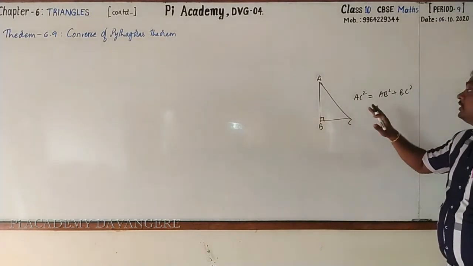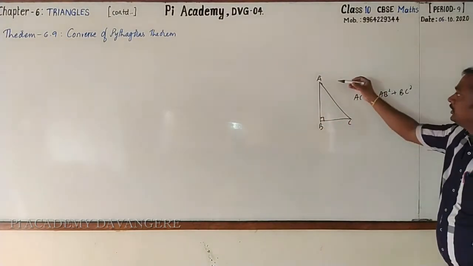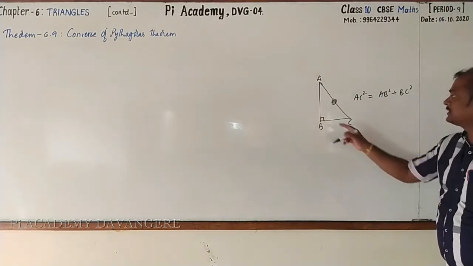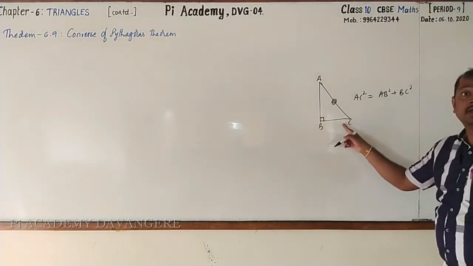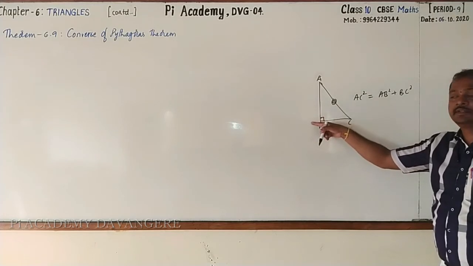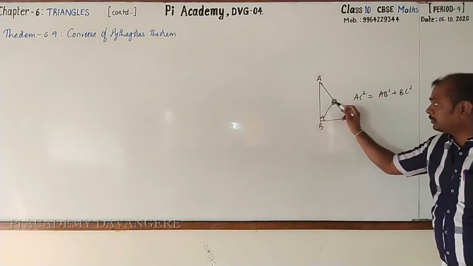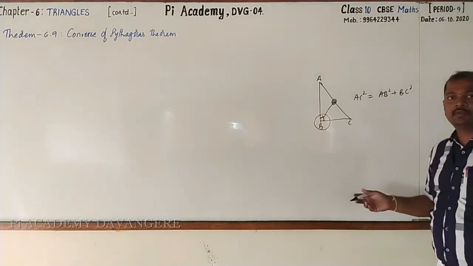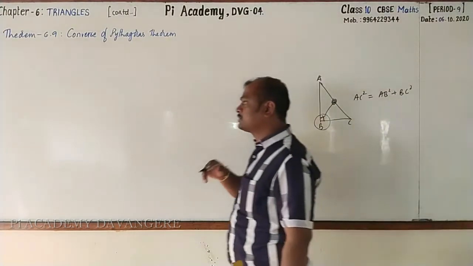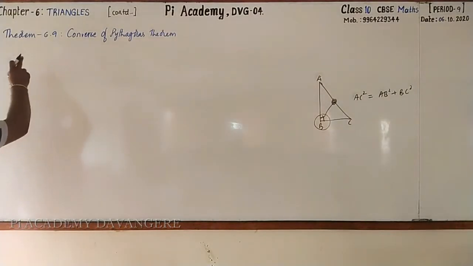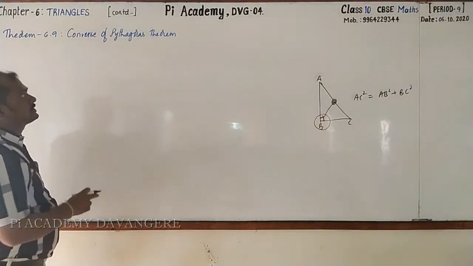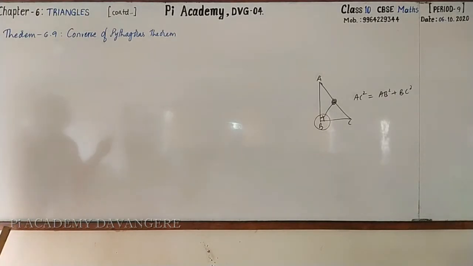But converse: in any triangle, if the square of one side is equal to the sum of squares of the other 2 sides, then the angle opposite to the first side is 90 degree. That is the statement. Got it? Please go on writing it. First you write theorem 6.9. Then after that, converse of Pythagoras theorem.